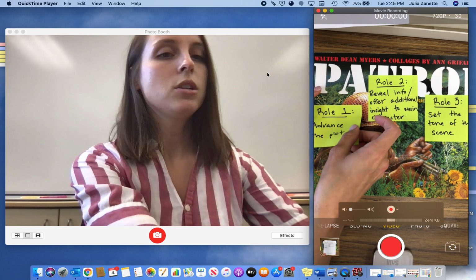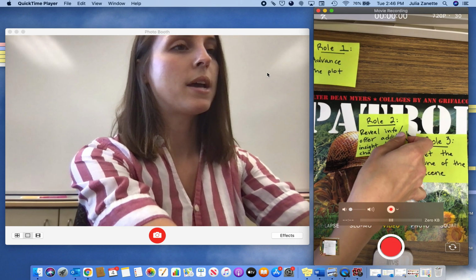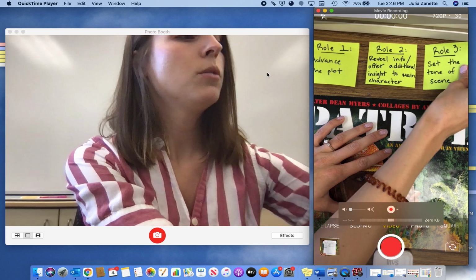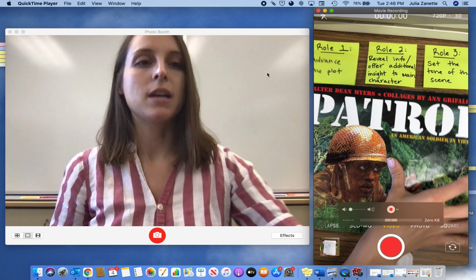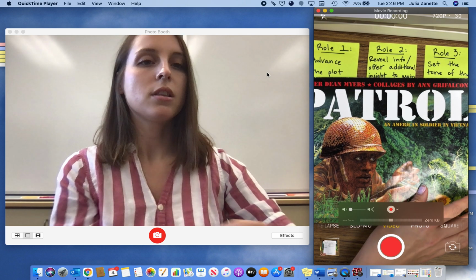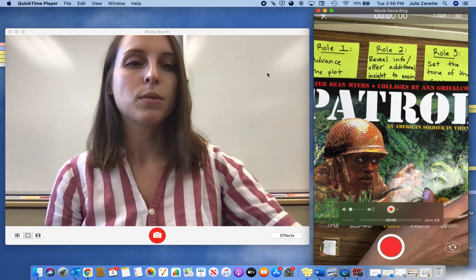So we're going to do this together, first with Patrol, as always. We've finished this book now, and it's a really good book to go through this exercise with because there are not many traditional minor characters. The main character doesn't say anything to anyone or really interact with anyone.